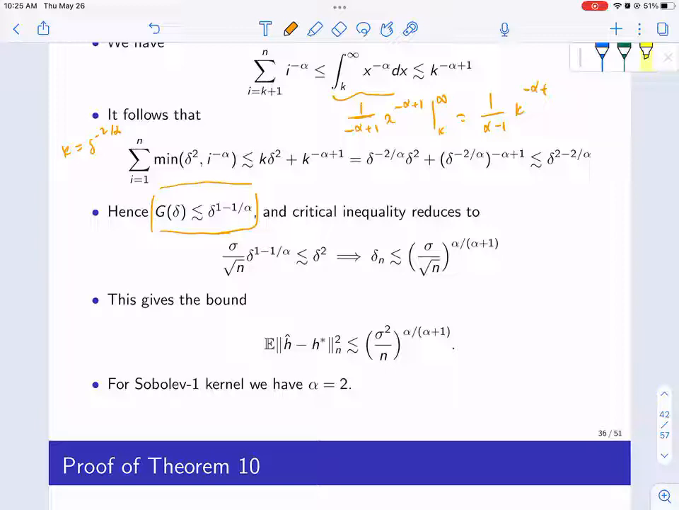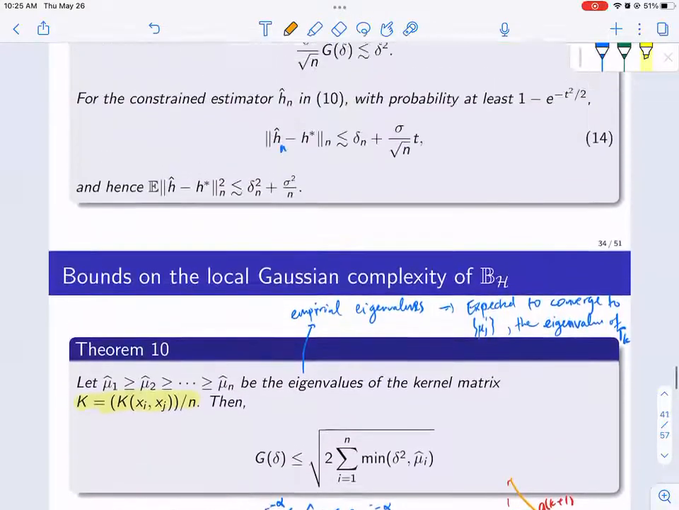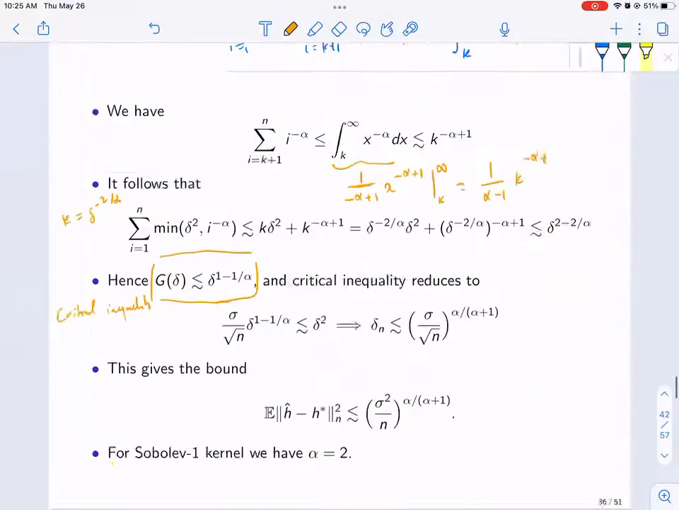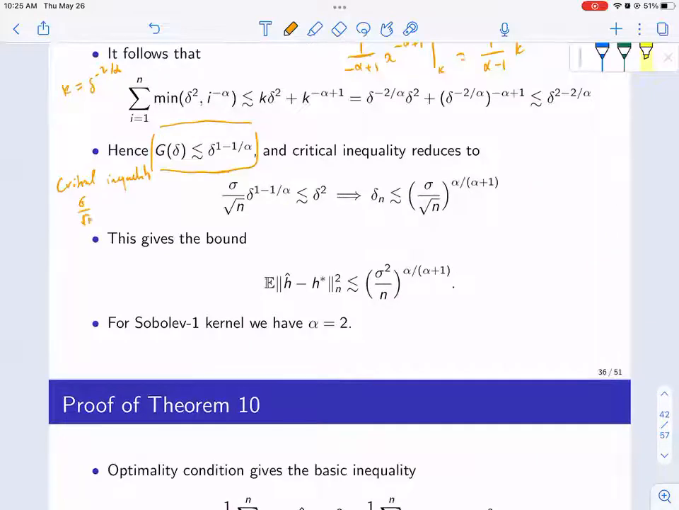So then the critical inequality, that's this result. I have to solve this equation. The critical inequality gives me sigma over root n. I want the smallest solution of this. Well, basically any solution of this would work up to constants. I can replace this with an upper bound. So any solution of this would definitely satisfy this. That would be good enough for me. So I'm going to solve this. You can see it gives you an equation for delta.